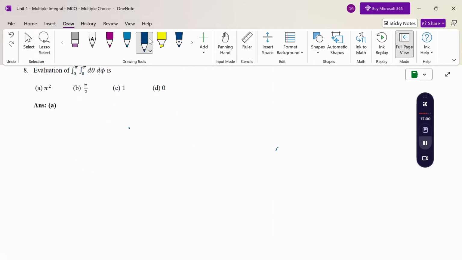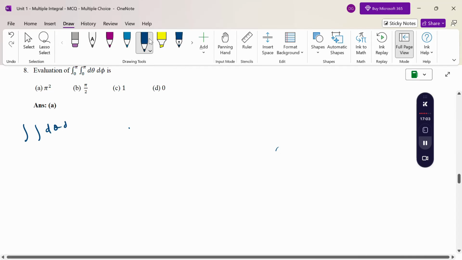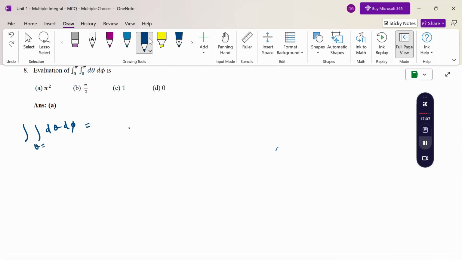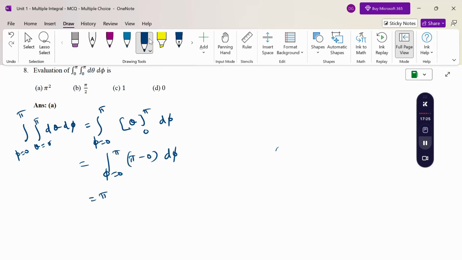And the next problem, double integration d theta d pi. The theta limits are given first, as the inner one, 0 to pi, then pi from 0 to pi. When integrating d theta, theta from 0 to pi gives pi minus 0, upper limit minus lower limit. Taking pi as constant, integrating d pi, pi from 0 to pi, pi minus 0, so pi square is the answer. The option is A.